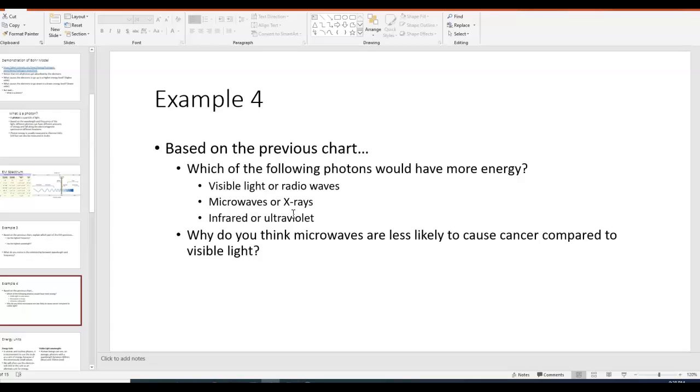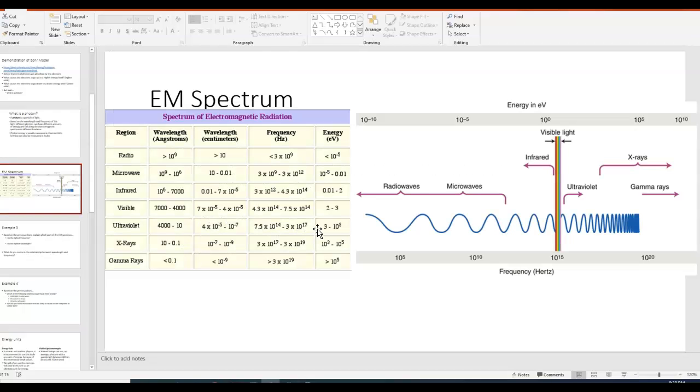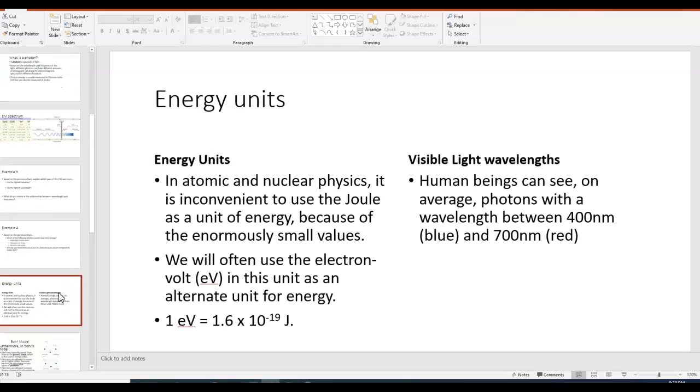And infrared or ultraviolet. Okay, ultraviolet photons have more energy than infrared. Remember, infrared photons we perceive as heat. We talked about that in the thermodynamics unit. So when you talk about infrared photons, you're talking about heat. Which sounds like it has a lot of energy, but it really doesn't. Okay, so let's finish up and talk more about some calculations in just a second. You don't need to know this conversion factor, but you do need to know that 1 electron volt is a very small amount of energy.